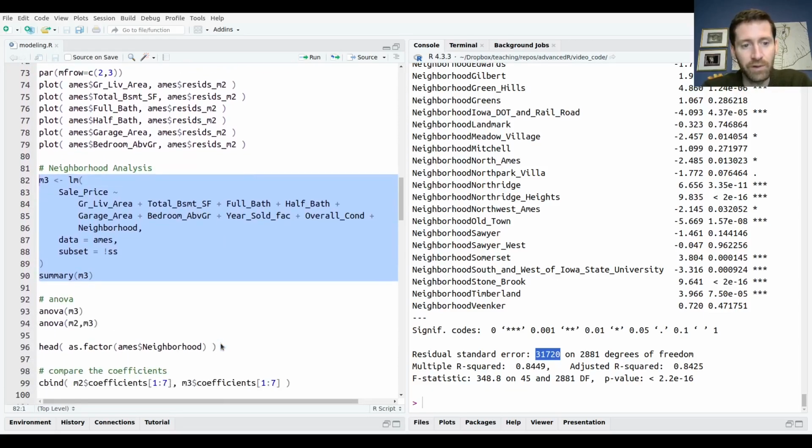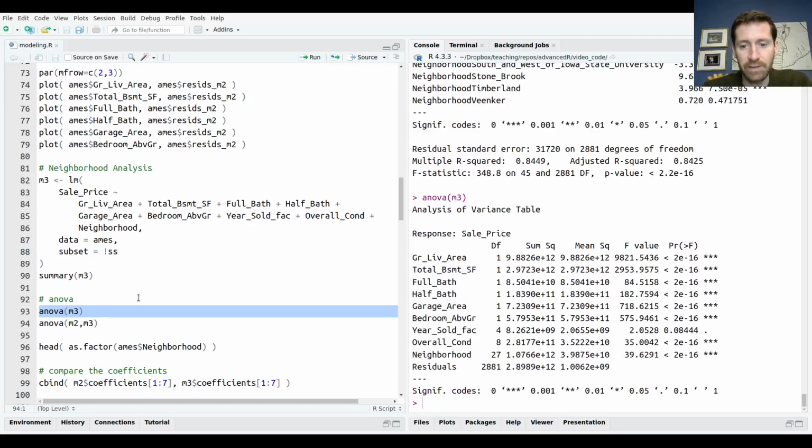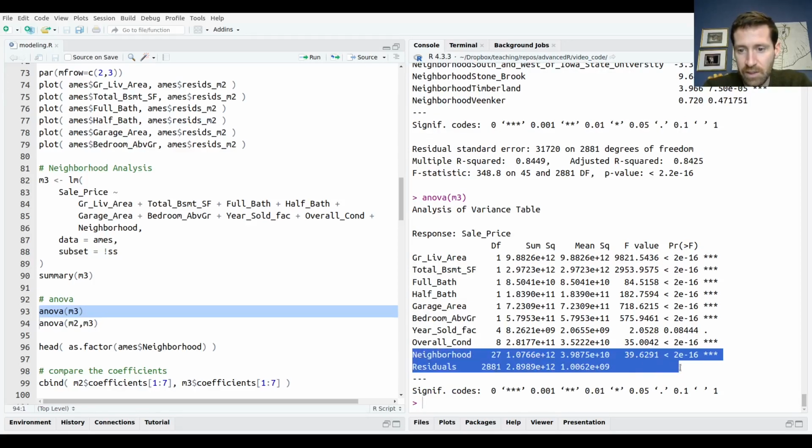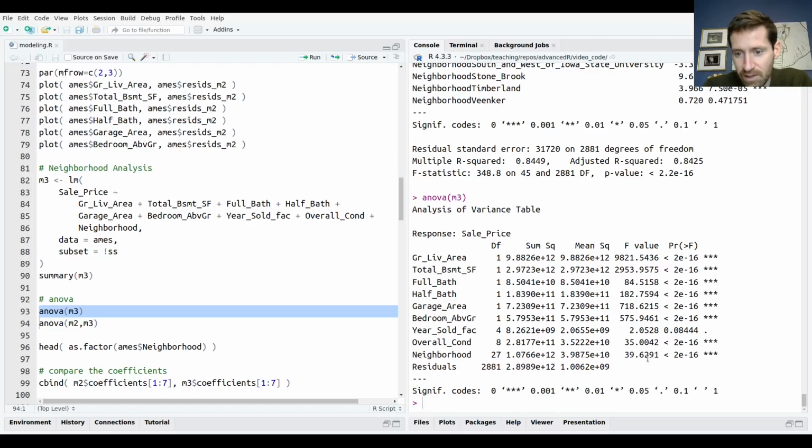You can also do a formal test of that. So if we just say ANOVA M3, print that out. The last row does what's called an F test for comparing a model with neighborhood to one without neighborhood. And the F statistic is very large, 39, which has a tiny p-value. So this is a formal statistical test for whether the model with neighborhood is better than one without it.